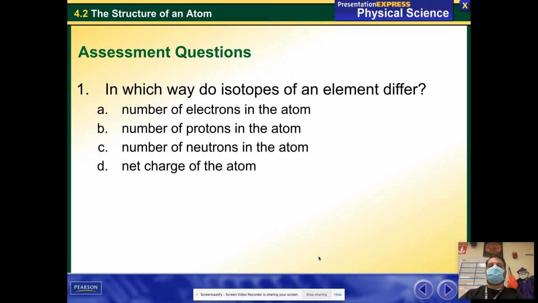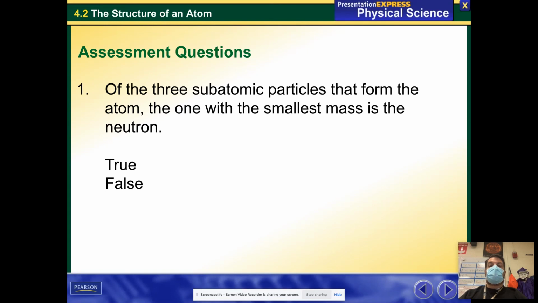Real quick, answer these questions. In which way do isotopes of an element differ? What do you guys think? C, the number of neutrons in an atom. That's the only difference in the isotopes. Of the 3 atomic particles that form an atom, the one that is the smallest is the neutron. True or false? Which one's the smallest? It's not the neutron, it's the electron. So that's false. Okay, that's it, guys.